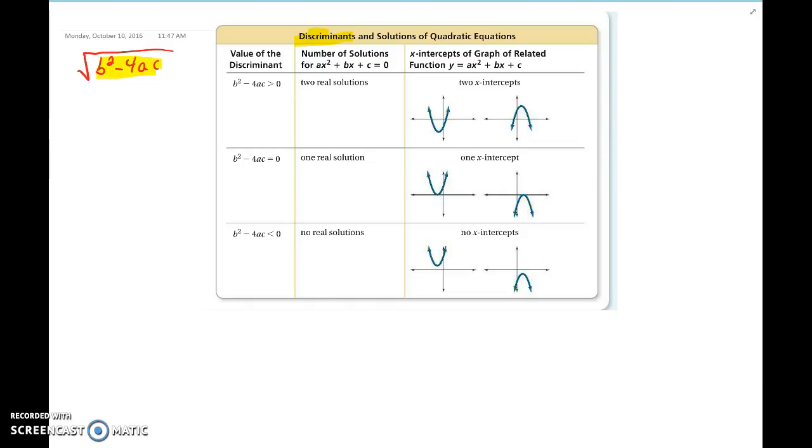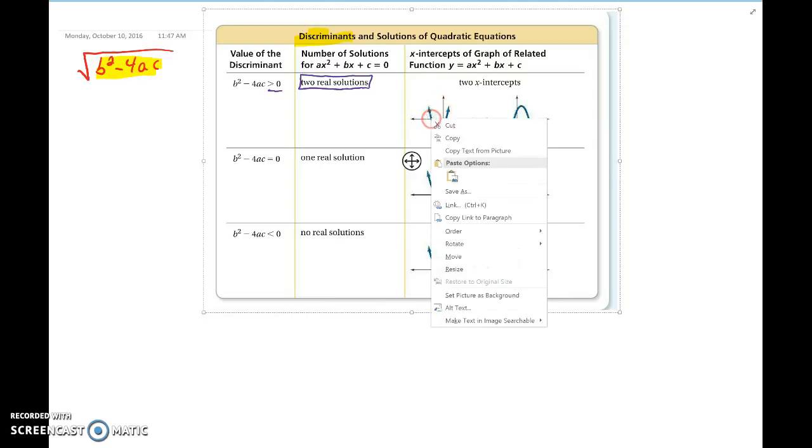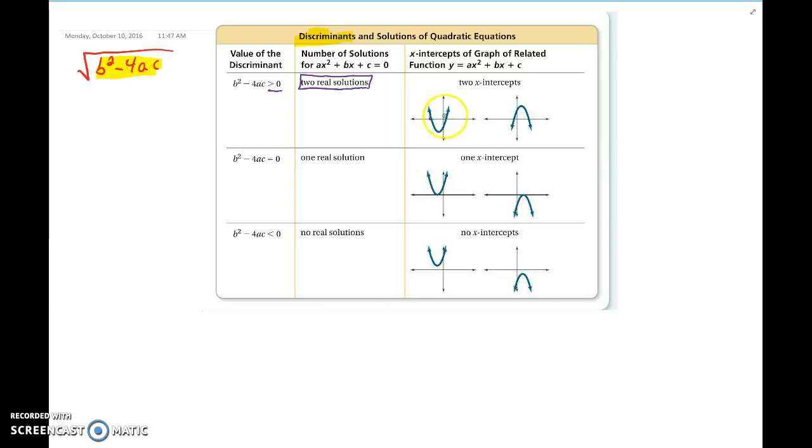We take that and when we find our number, if the number is greater than 0, then that means we will have two real solutions. So that means if we were to graph this equation, our graph would cross our x-axis in two different places. So that gives us two real solutions. Whether the graph's facing up or down, we know that if our discriminant, the b squared minus 4ac, is greater than 0, then there's two real solutions.